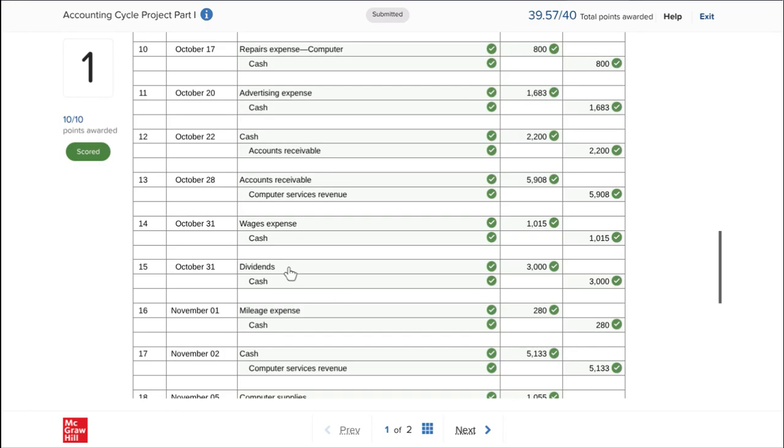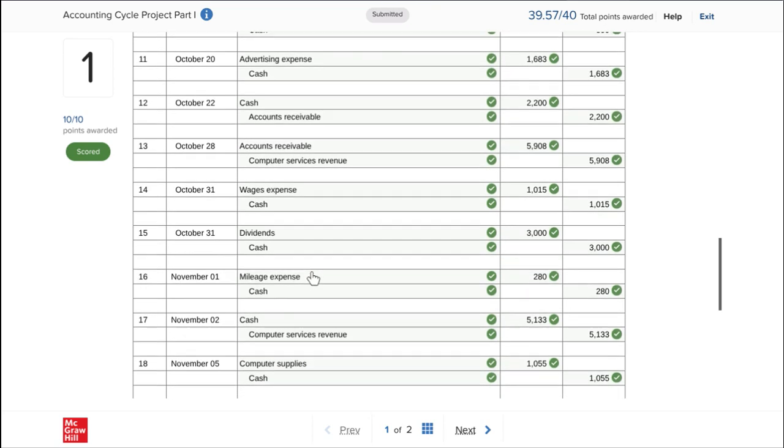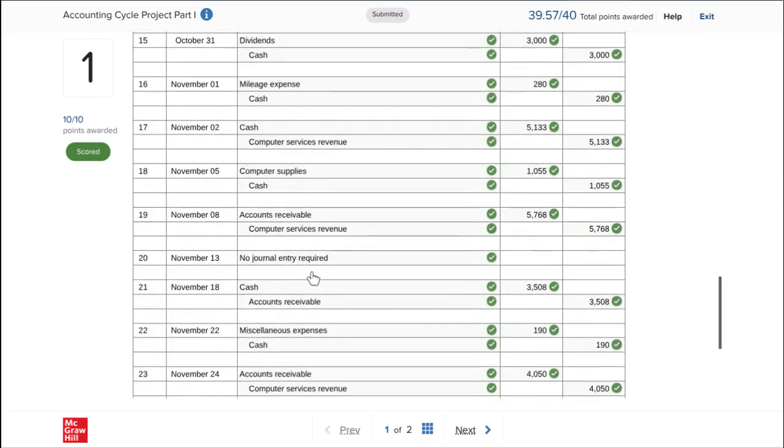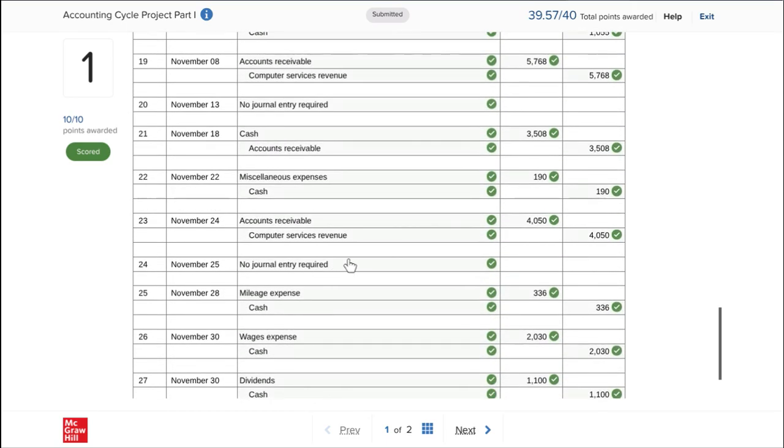Paying dividends is where I debited the dividends and credited cash because cash was paid to stockholders. I also remember that dividends reduce retained earnings later during closing. November transactions followed the same concept. I will note that on November 25th, they were sending another bill to IFM Company, and so that did not require a journal entry.